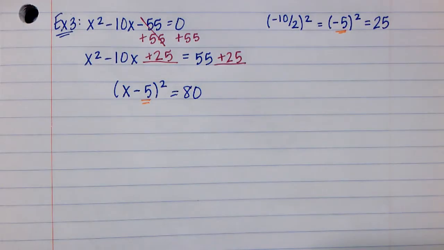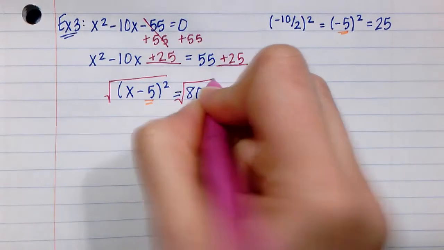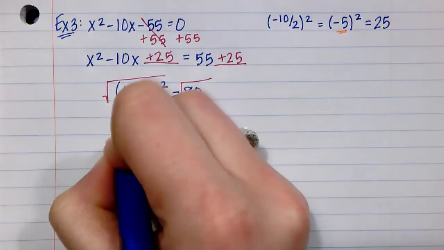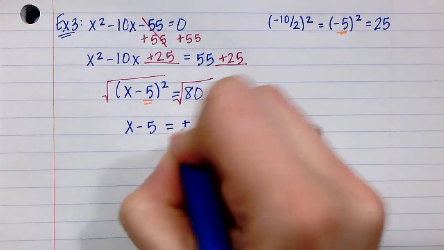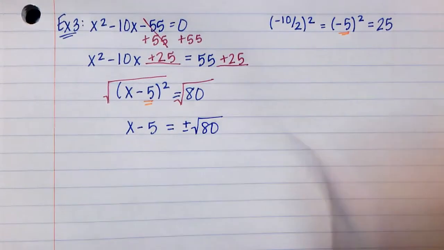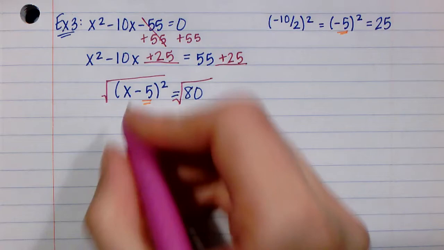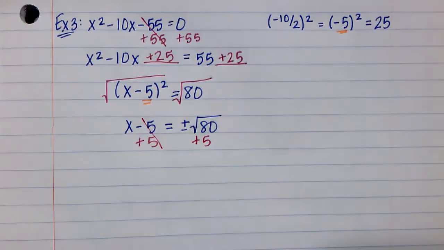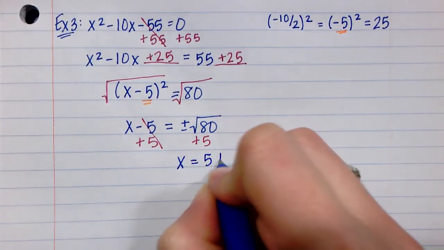Solve it by taking the square root of both sides, leaving you with x minus 5 equals plus or minus the square root of 80. Get x by itself, so we would add 5 to both sides. x equals 5 plus or minus the square root of 80.